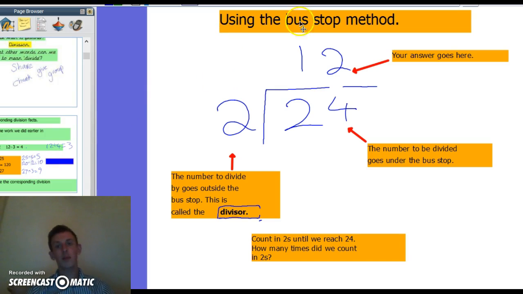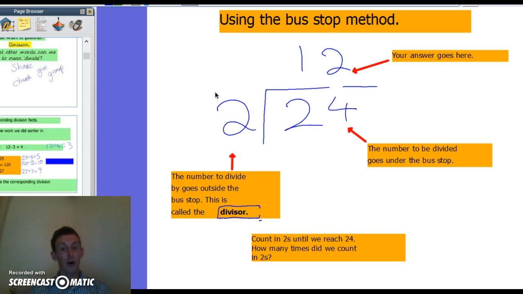So we were going to be using the bus stop method to divide small numbers, or 2-digit numbers. So first thing we need to look at is the divisor, which is the number that goes outside of the bus stop. Okay, and this is the number that we are going to be dividing by. So we count in this number. We always count in the divisor. Underneath the bus stop, we have this number here, 24. So our question is going to be 24 divided by 2. And all we have to do for that one is count in twos until we reach 24.